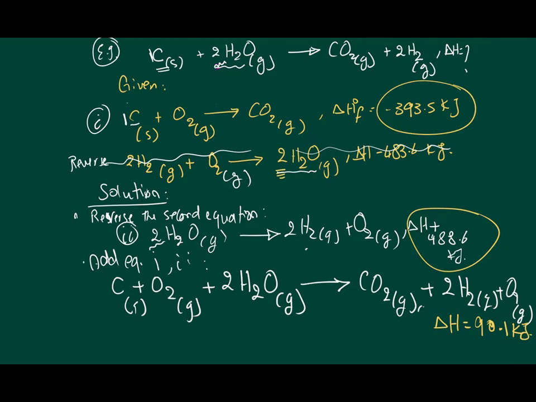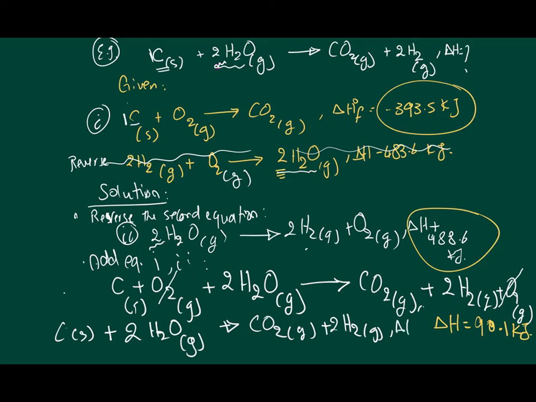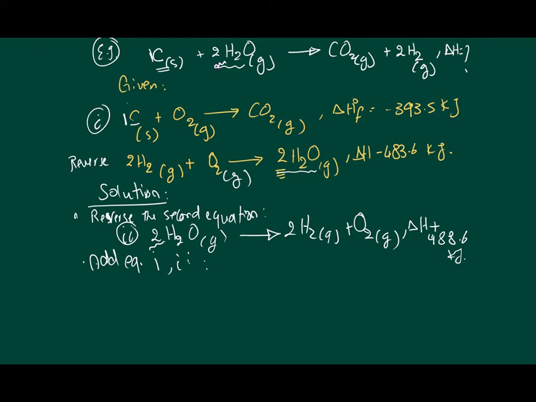Okay, we need to cancel out any atoms that are repeated on either side, like here I have O2, will cancel out with the O2, and then write the equation in its final form. C plus 2H2O gas gives CO2 gas plus 2H2 gas, and delta H equals 90.1 kilojoules. Here we have solved the problem and we calculated the value of delta H by using an indirect route.